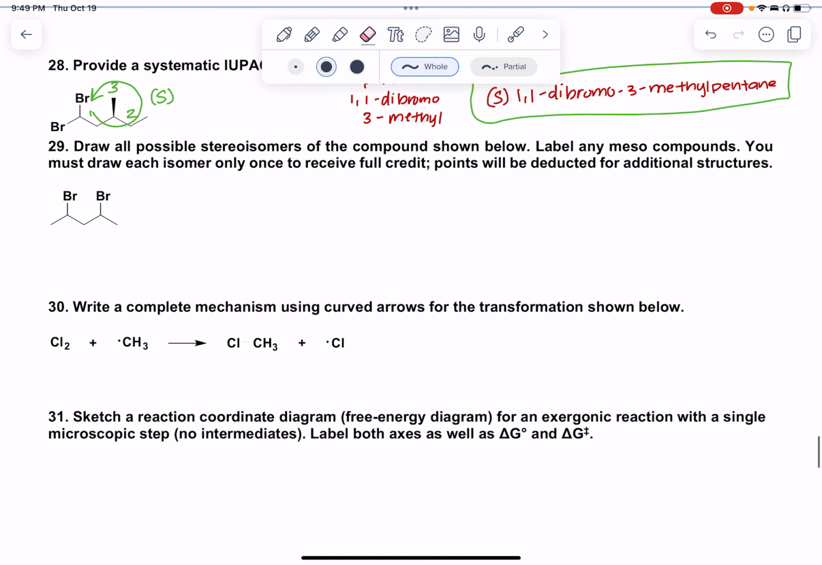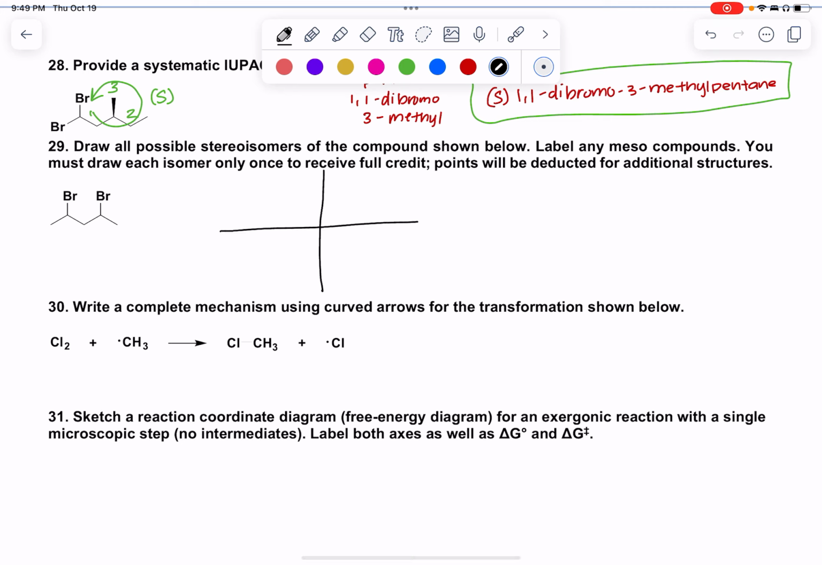All right, draw all possible stereoisomers of the compound shown below. Label any meso compounds. You must draw each isomer only once to receive full credit. Points will be deducted for any additional structures. Okay, here's how I attacked this problem. I started out by drawing on my answer key just a box of 4 because I have 2 chiral centers, one here and one here.